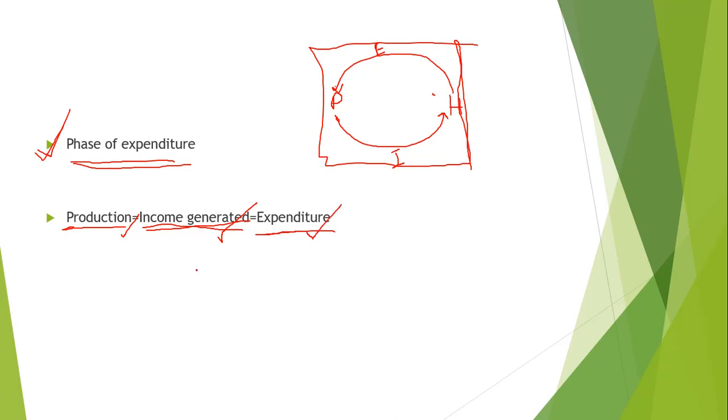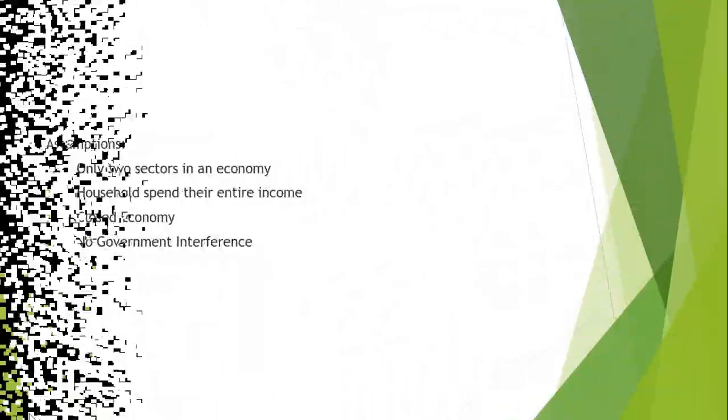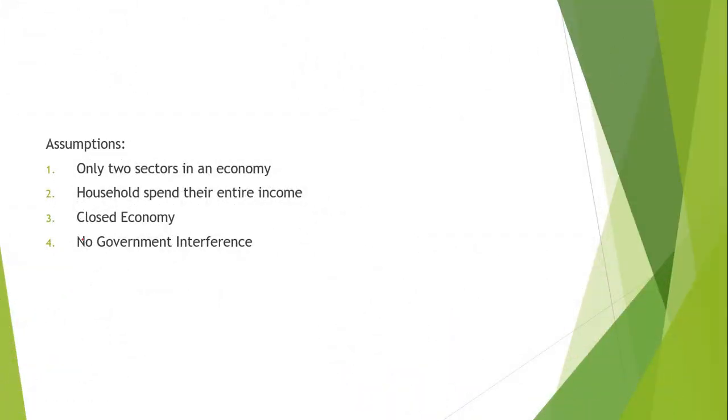Now surely this circular flow of income has some assumptions, and we will study them. The expenditure is equal to income generated is equal to the production. Now these are the assumptions. Only two sectors in an economy: the households and the producers. The households spend their entire income. Only if they spend their entire income will the equation match. That means income generated equals expenditure. That will only happen if we spend our entire income.